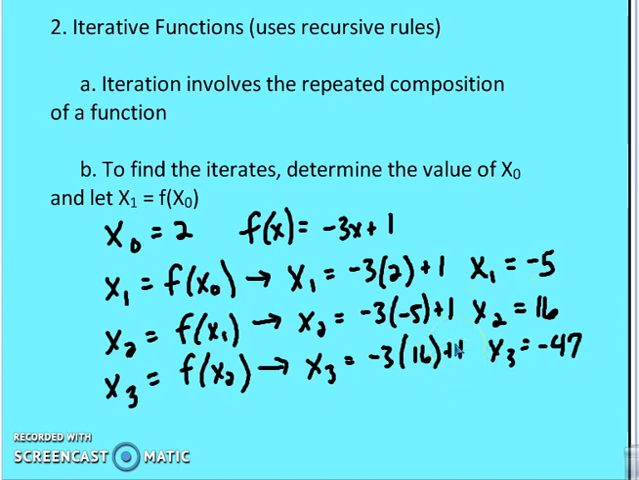So that's an iterative function. The output becomes the input into the function. I take the subsequent output, and it becomes the input to the subsequent function.